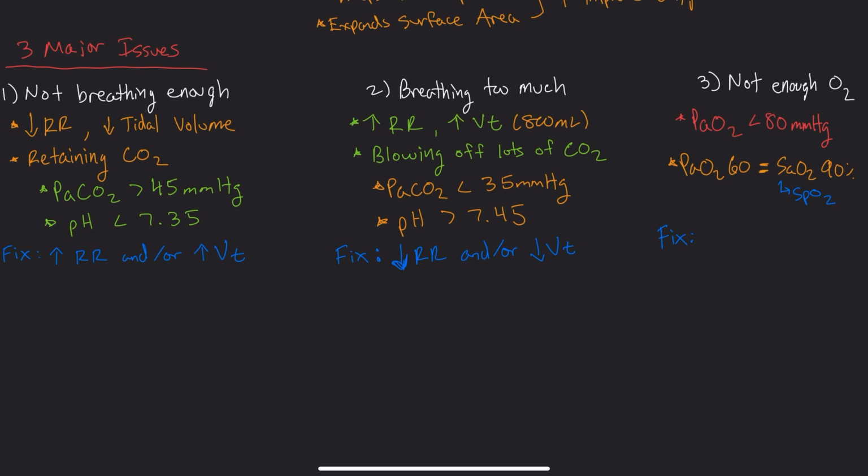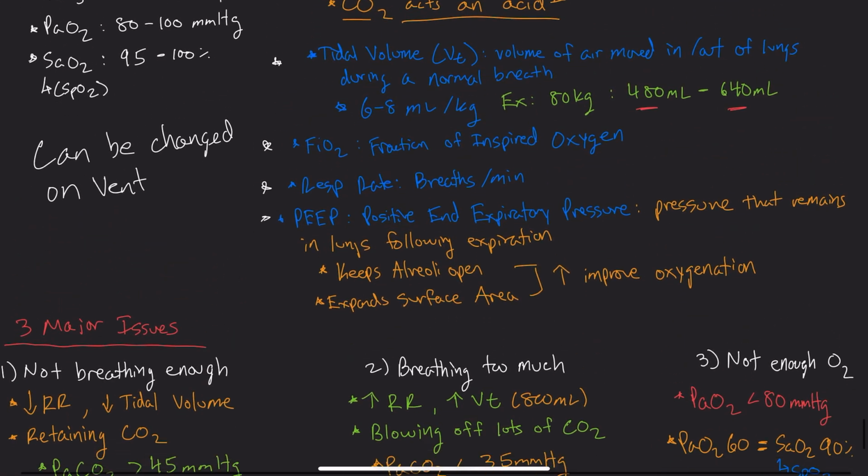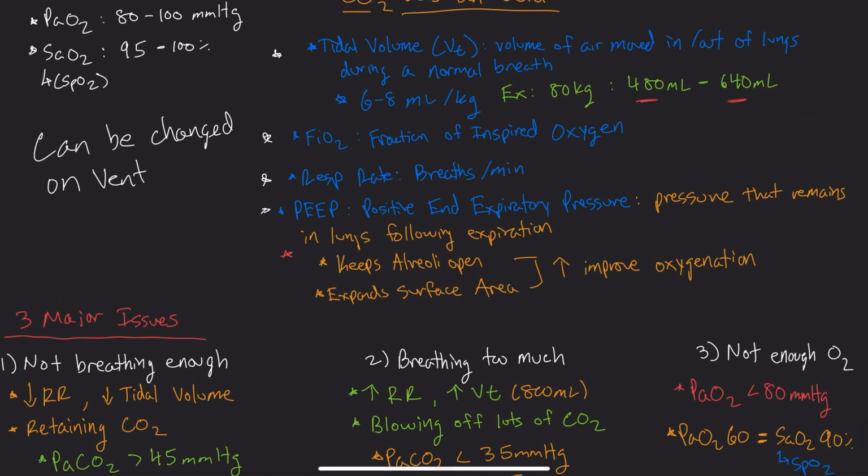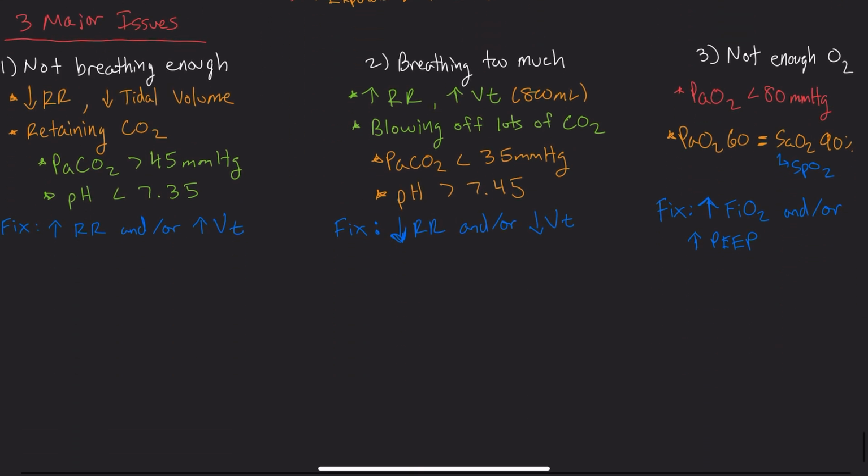So the two ways we can fix this: first one, pretty simple. You can increase their FiO2. So maybe if they're on 40% FiO2, then it could be increased to 50 or 60, depending on how low their oxygen levels are. The other way to fix this is to increase their PEEP. And remember, we talked about up here how PEEP works. So PEEP works to keep the alveoli open. It's going to expand that surface area, and that is going to help improve the oxygenation. So that is the two ways you can help get the patient more O2.